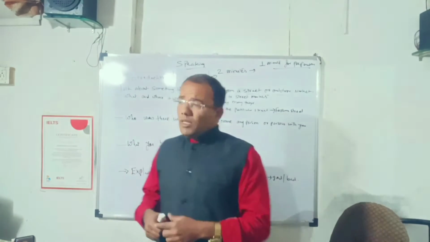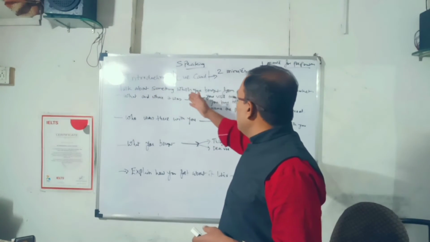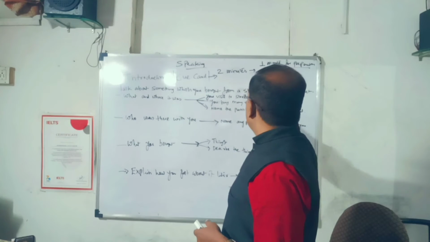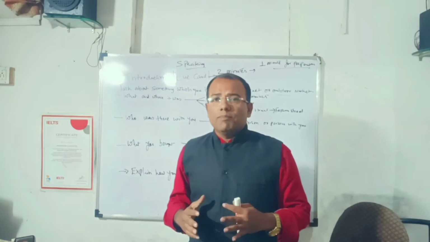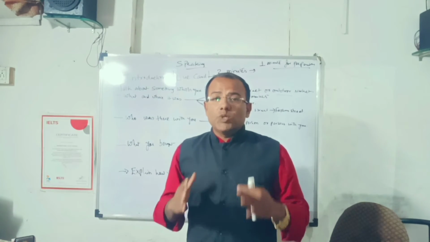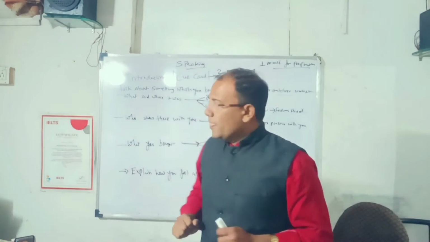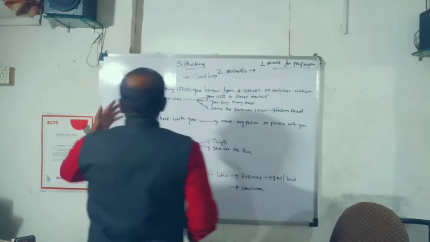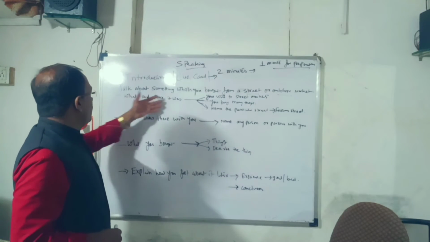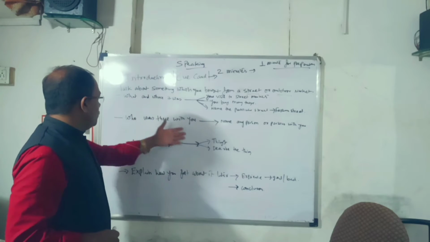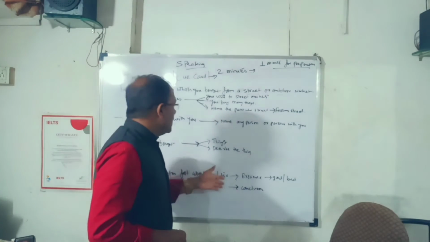Okay, so suppose the topic is: talk about something which you bought from a street or outdoor market. So here in this cue card, you have to talk about something which you have bought from a street or outdoor market, not from a showroom or a shop. There are 4 questions given to you: what and where it was, who was there with you, what you bought, and explain how you felt about it later.